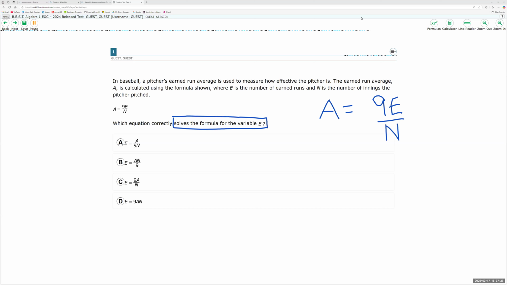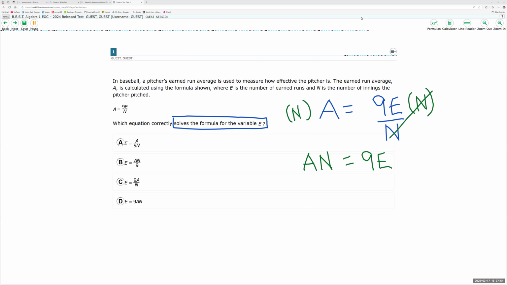So what do we do? We need to start doing the opposite operations. Right now, E is being divided by N, so I'm going to multiply by N on the right of the equation as well as on the left. What is that going to leave me? That's going to give me AN, to be alphabetically in order, is equal to, the N's cancel, 9E.